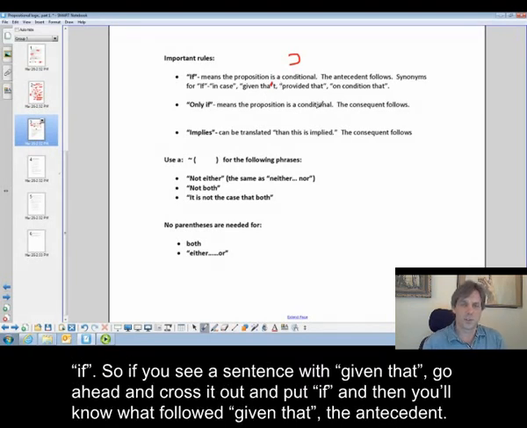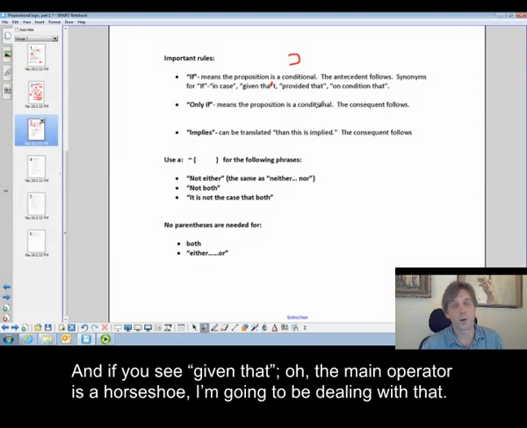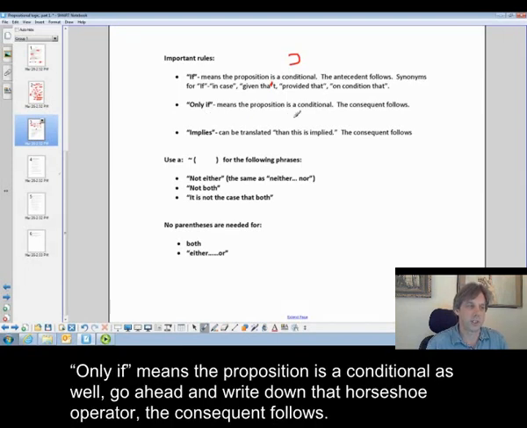So if you see a sentence with given that, go ahead and cross it out, put if, and then you'll know what followed given that, the antecedent. And if you see given that, oh, this is the main operator is a horseshoe, I'm going to be dealing with that. Only if means the proposition is a conditional as well. Go ahead and write down that horseshoe operator, the consequent follows.